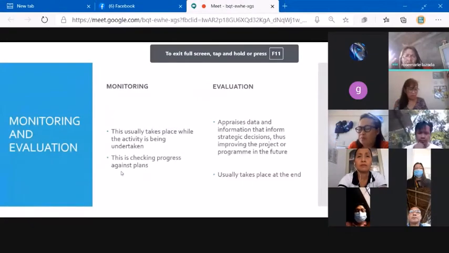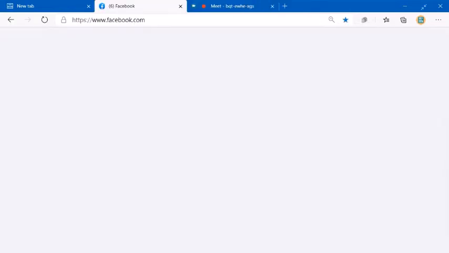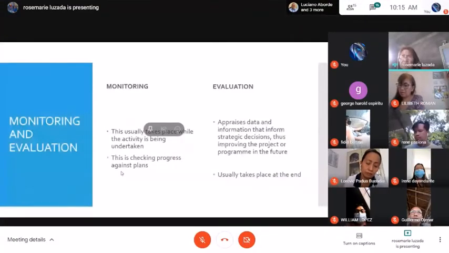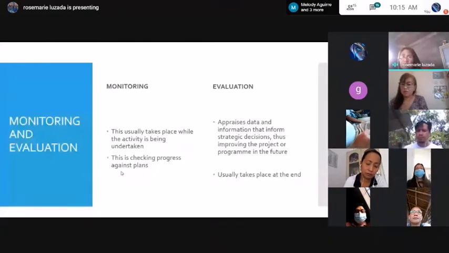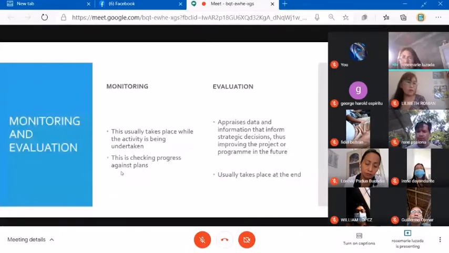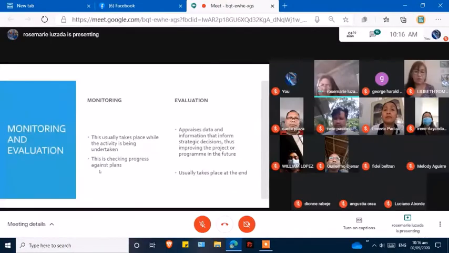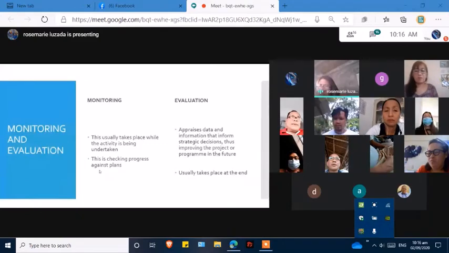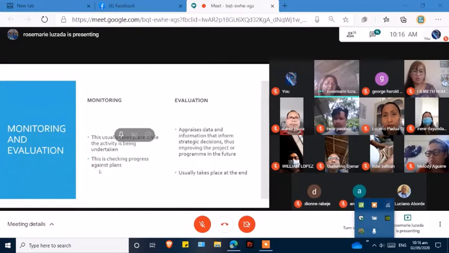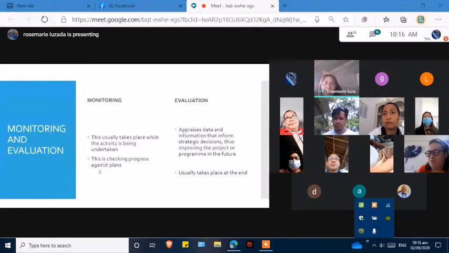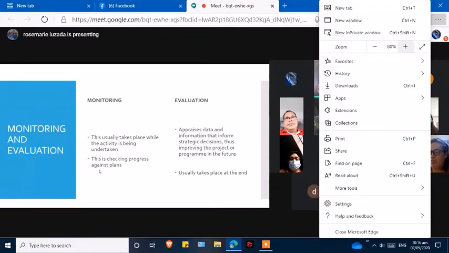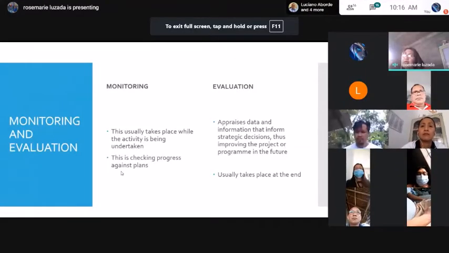So after the monitoring, we can have now the evaluation. We have to evaluate our activities, whether it is done successfully, whether there are things to be improved, things that need to not anymore be practiced. So evaluation usually takes place at the end of the activity. That's the time for us to evaluate. There is data that will serve as the basis for us to improve our strategy, for example, in teaching. So that's one way to help.